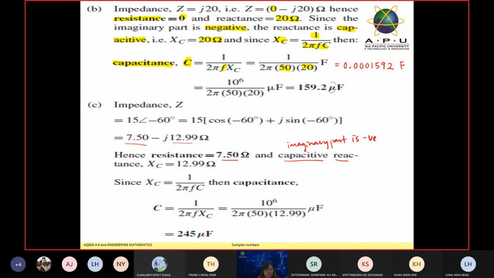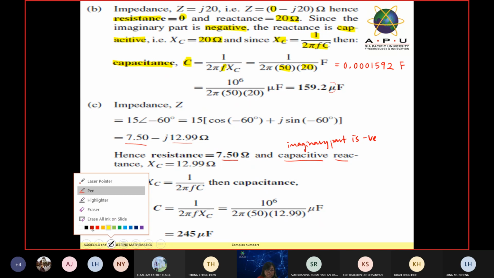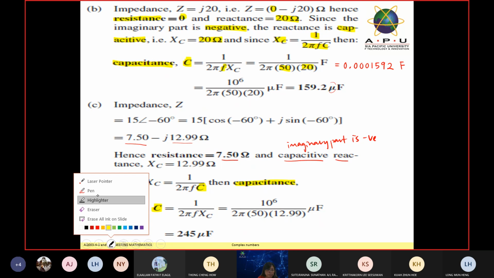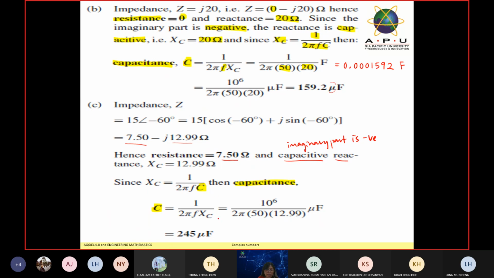Again, we use this formula to find the capacitance, which is referring to the C. So we'll rearrange it to calculate the capacitance. So this is our formula. So let's substitute. You can substitute the formula as 1 over 2 pi, the F is the frequency 50, and the XC is 12.99.